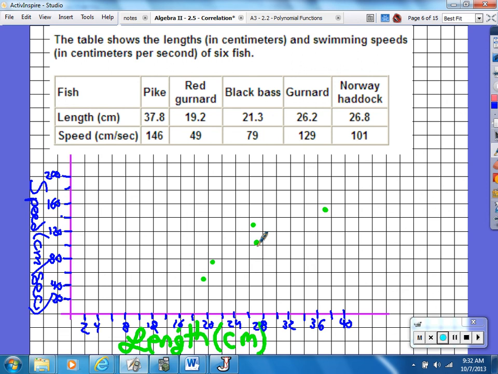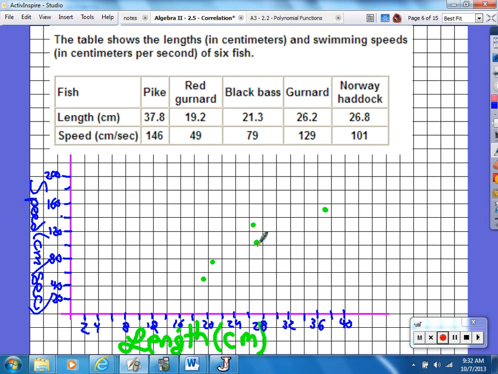So I got kind of close, but I'm obviously not going to be able to show exactly 37.8 on here, right? Mainly because we went by 2s down here. You don't see the 0.8, 0.9, things like that. So you try to get as close to where you think it goes as you can.